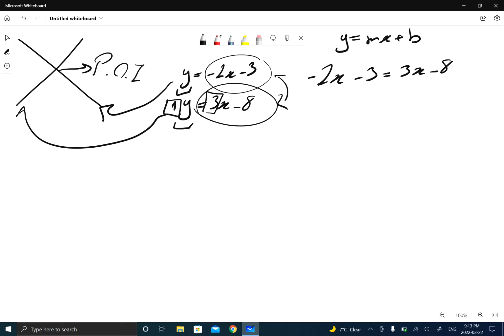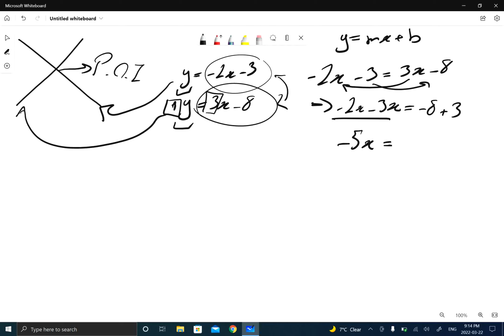And this is one equation with one variable, and we can just do what we do. Again, if you don't know how, please learn it and come and watch the video. So we're going to bring this here, so we have negative 2x minus 3x, and we're going to bring this to the other side. Because it's negative 3, the sign is going to change. So we have negative 8 plus 3, the negative sign changes. And as you can see here, we have negative 5x is equal to negative 5.